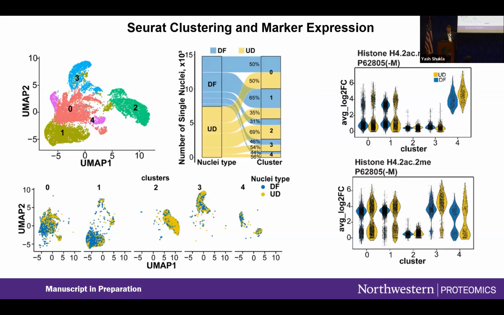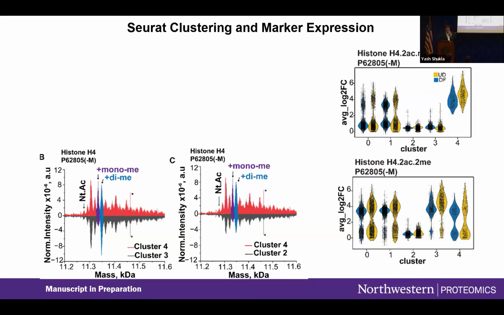We can look at the ions for these specific nuclei and start to plot this back into their mass spectra to see how it corresponds with the plots on the right-hand side. And we find when we compare cluster 4 and cluster 3 for histone H4, the monomethyl is decreased as you go from cluster 4 to 3, as we can see on the right-hand side, but it's increased in relative abundance here in cluster 3 for the dimethyl.